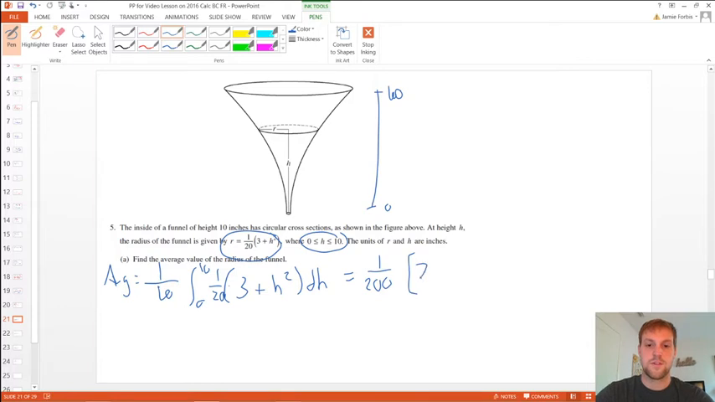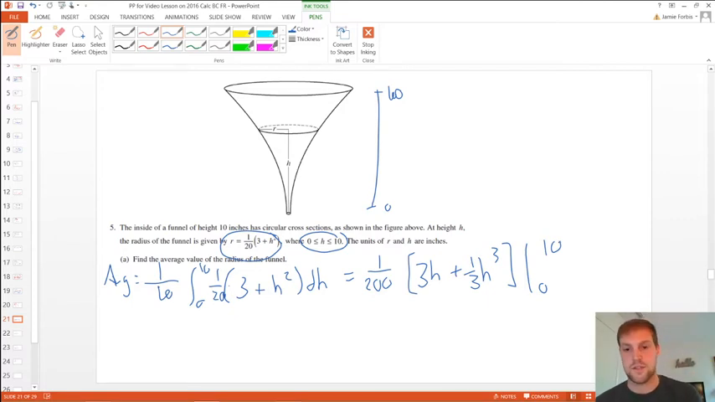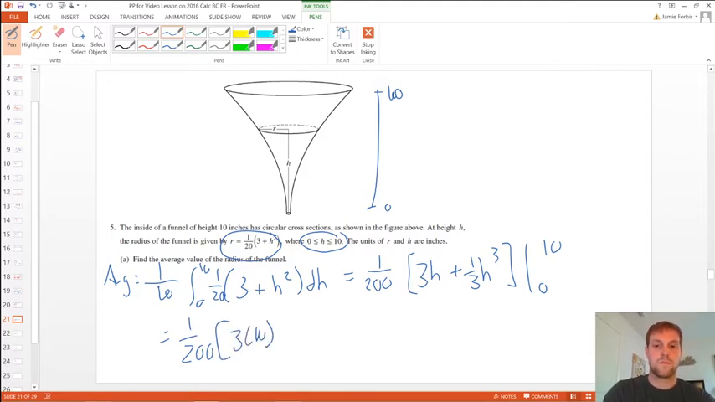So the integration of 3 is 3h. Integration of h squared is 1/3 h cubed. And we're doing this from 0 to 10. Hopefully you can agree with me that if I plug 0 into this, it's going to cancel everything out. So all I really have to worry about is plugging in 10. So this is equal to 1 over 200 times 3 times 10 plus 1/3 times 10 cubed. And if you really want to, you can say minus 0.